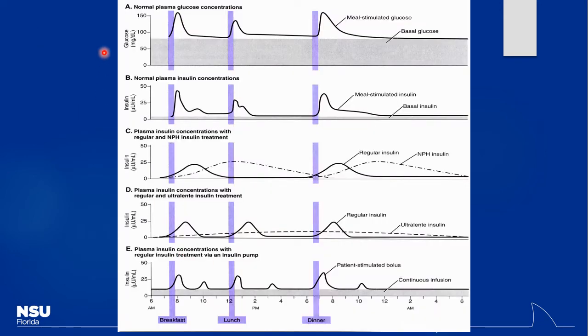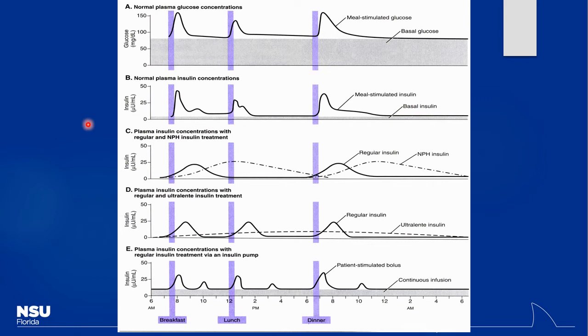So here are some examples of different strategies for dosing insulin for these patients. Here's a normal plasma glucose concentration. This is what it would look like with a normal functioning pancreas, no insulin resistance whatsoever, right? Now, looking at normal plasma insulin concentrations, you'll see that you have a basal amount, but it will spike up around those mealtimes. That makes sense. We've already looked at this before.